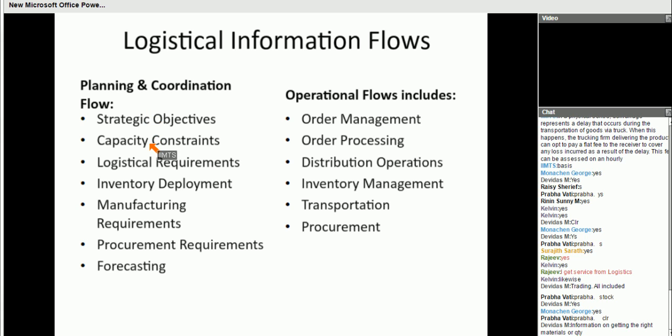In this we have strategic objectives, capacity constraints, logistical requirement, inventory deployment, manufacturing requirement, procurement requirement or forecasting. All these areas are covered under planning and coordination flow, and under operational flow we have the order management. Order management means once the client gives the order to the logistic company, then how to proceed with that order is covered under operational data flow or operational information flow. Order processing, distribution operation, inventory management, transportation and procurement. So it is clearly divided between the two, like which information will be covered by which kind of flow. Clear? Very simple. Any questions anyone has?